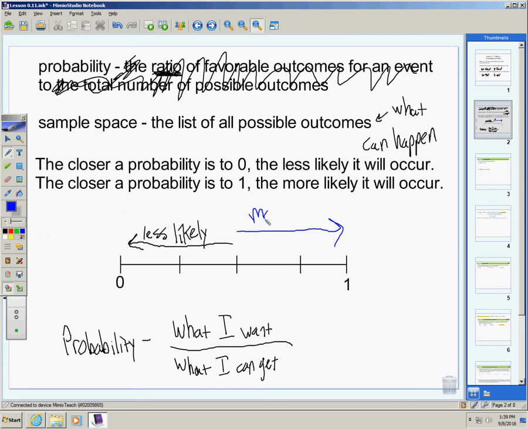And since we're on a scale of 0 to 1, you can imagine this would be 0.25. Here it might be 0.5, which means it's equally likely to happen or not to happen. And here it would be 0.75. 0 means it will never happen. 1 means it will always happen. And anything in between, the closer it is to 0, the less likely it is to happen. The closer it is to 1, the more likely it is to happen.